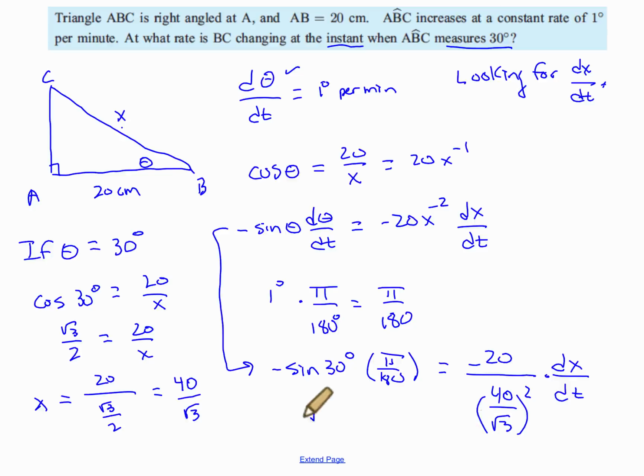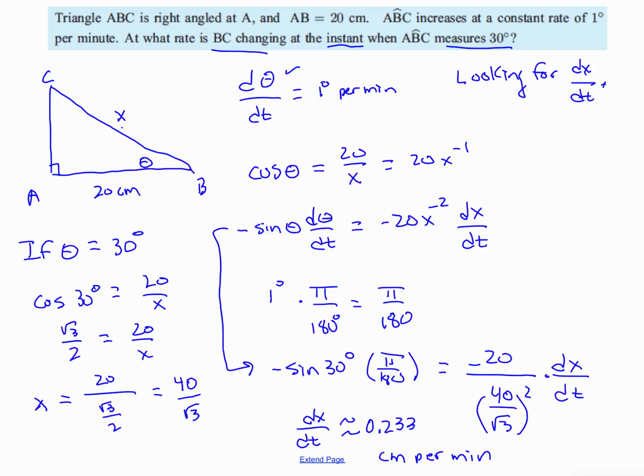And I will just give you the ending to the story. If you enter this in your calculator correctly, dx dt is about 0.233 centimeters per minute, meaning that the length of BC is changing at a rate of 0.233 centimeters per minute when angle ABC measures 30 degrees.